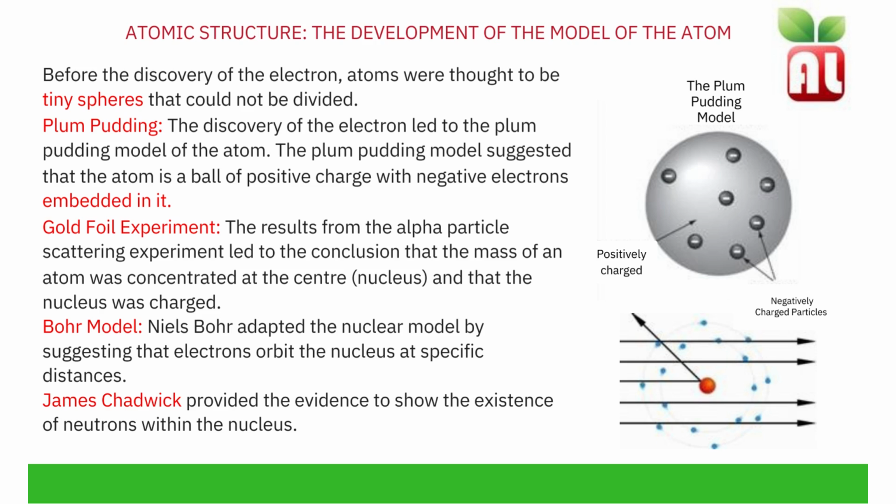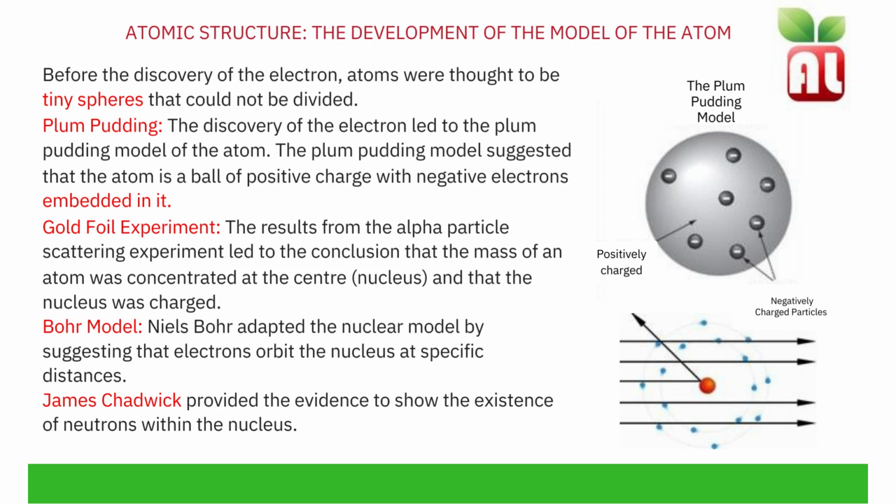Later, Rutherford conducted an experiment known as the gold foil experiment. The results from the alpha scattering experiment led to the conclusion that the mass of the atom was concentrated at the centre, now known as the nucleus, and that the nucleus was charged.